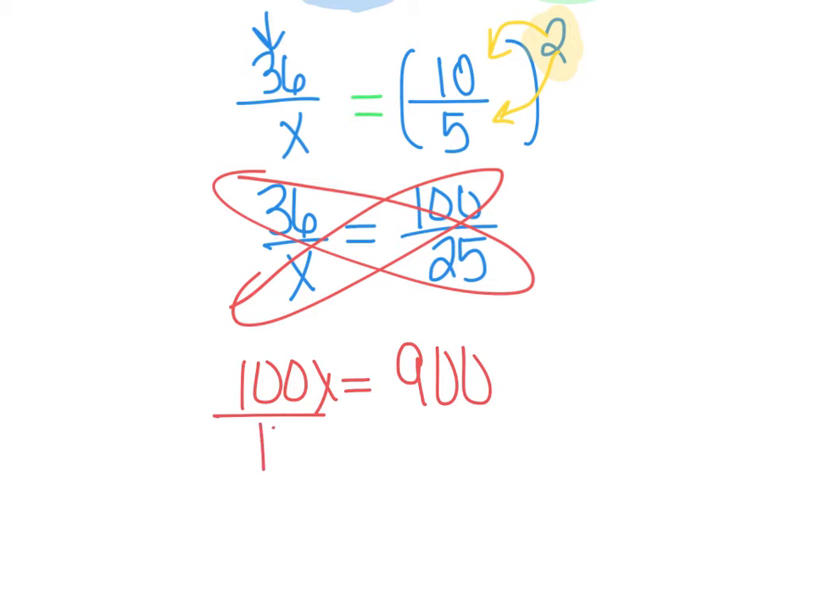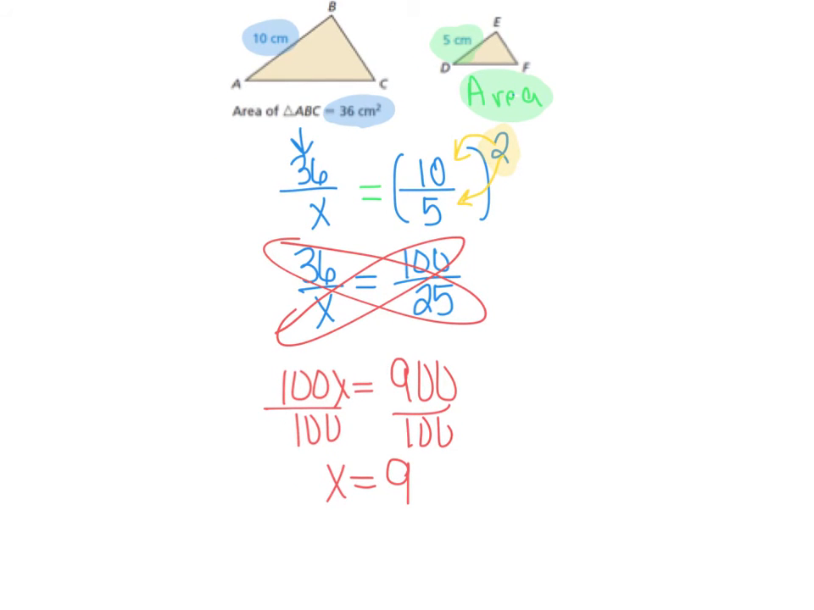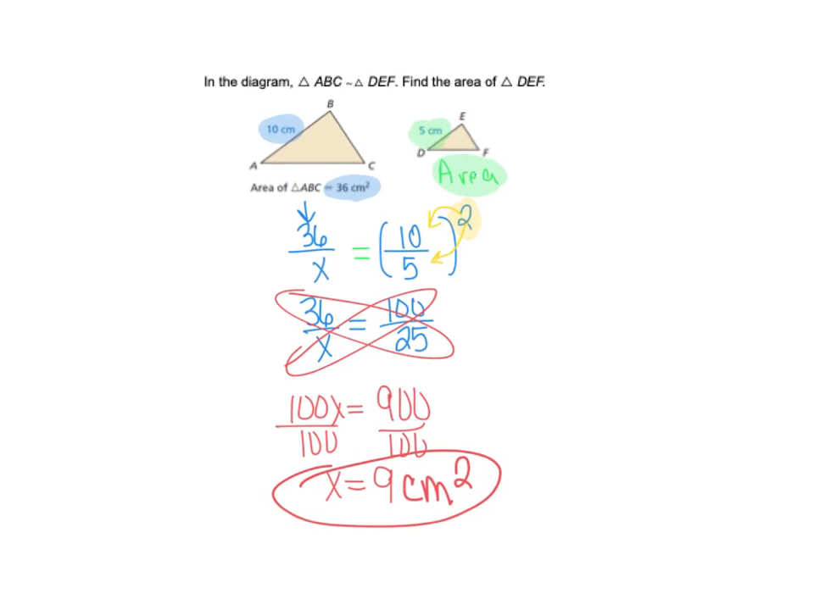We're going to divide both sides by 100, and we get that the area of our small triangle is 9. Our units here are centimeters squared. Okay, and we always want to check to make sure that makes sense. So if the bigger one is 36, obviously the smaller one needs to have a smaller area, and it's going to be 9 centimeters squared.